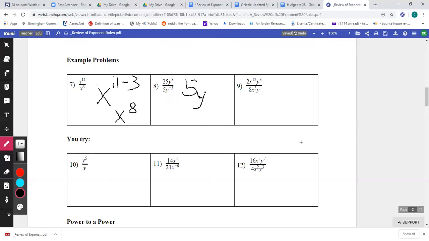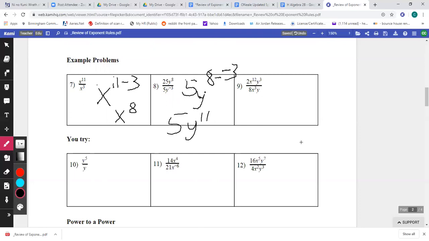Now be careful here. It's a negative on the bottom. So this is 8 minus negative 3. But what happens when you have minus and negative? That just turns positive. So this becomes 8 plus 3. So my final answer for this question is 5y to the 11th.